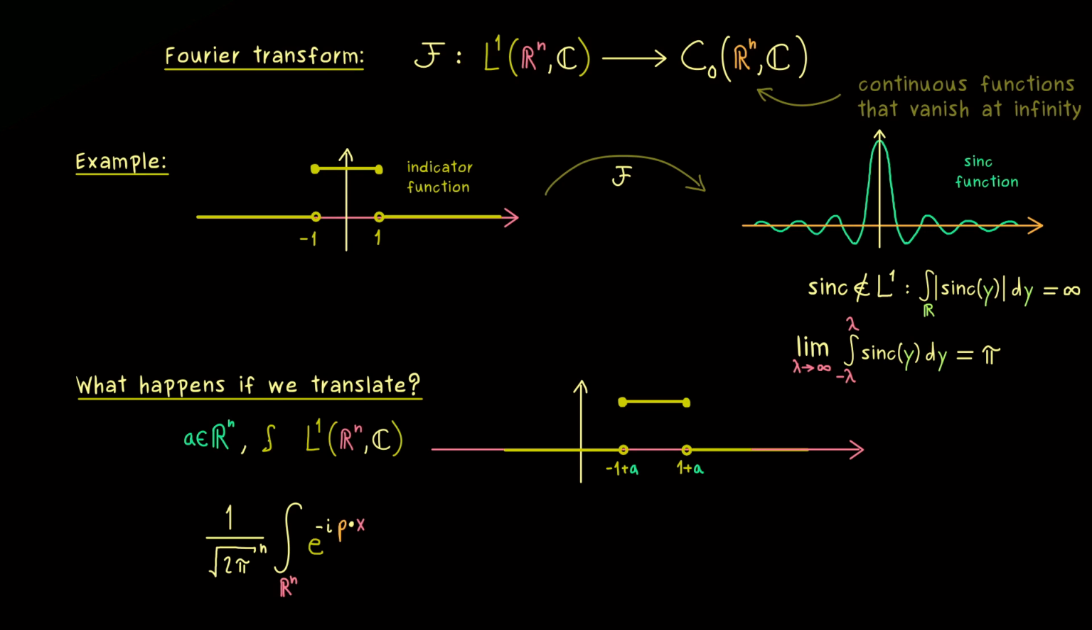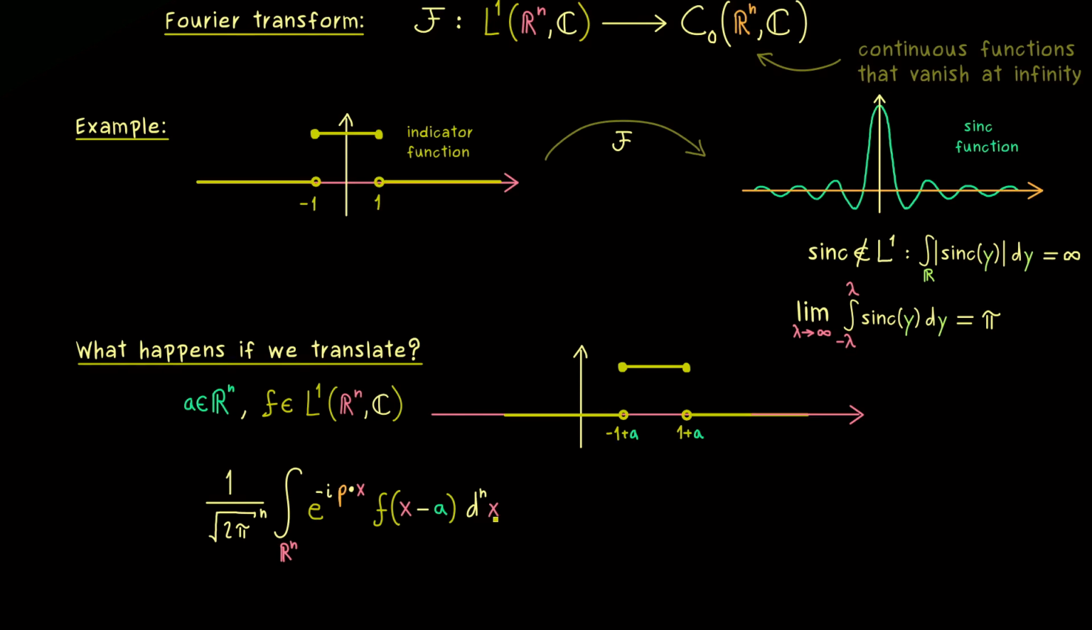Therefore, inside the integral, we find our complex exponential function as always and an integrable function f. However, now we don't have f of x because we want to shift it by the vector a. Therefore, the new function we want to integrate here is actually f of x minus a. So this is the whole translation we want to do, and now we can just calculate how the Fourier transform on the right will change.